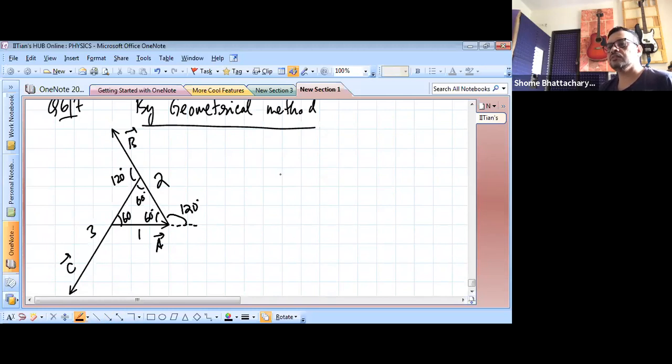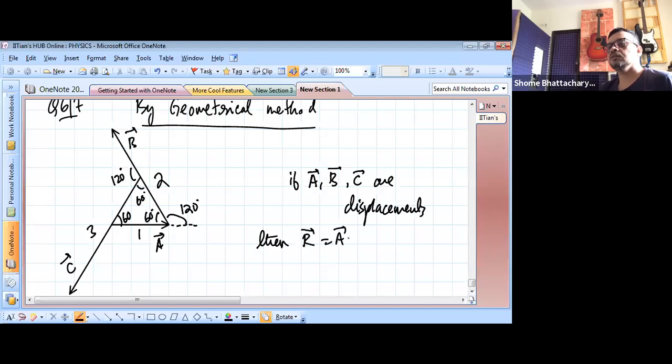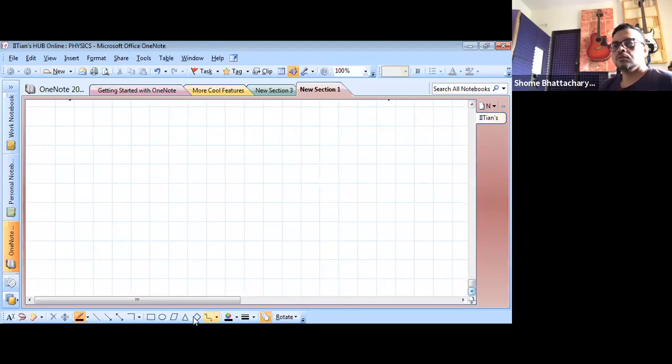So we can just treat E, B, and C like displacements. So if E, B, and C are displacements, then R, which is E plus B plus C, is the resultant displacement. So how we'll find the resultant displacement, let's understand.